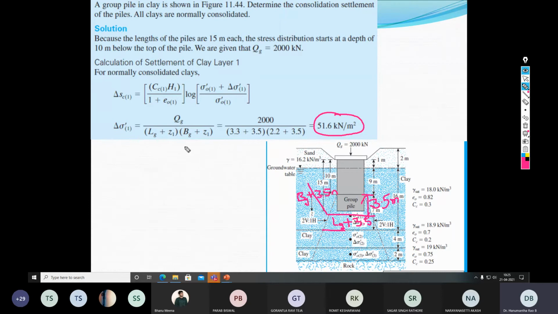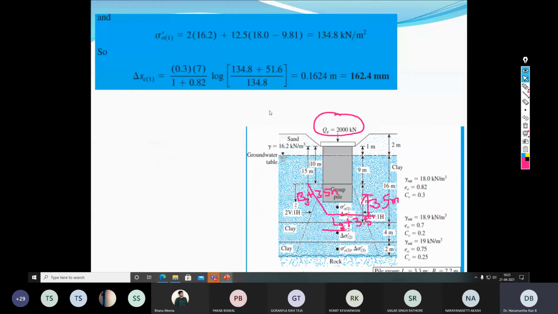Okay. So this is how delta sigma will be calculated. Now sigma naught dash is calculated, delta sigma is calculated, Cc is given, H is known, e naught is known. So substitute everything. Sigma naught is the initial effective overburden pressure before the construction of the pile foundation.